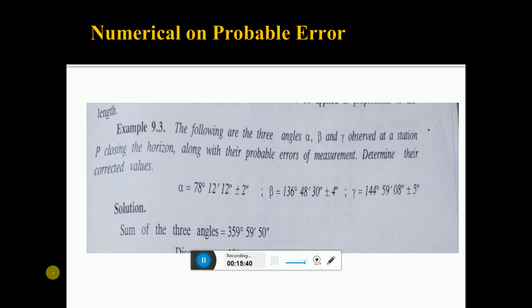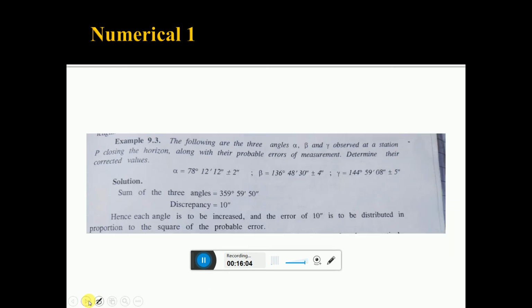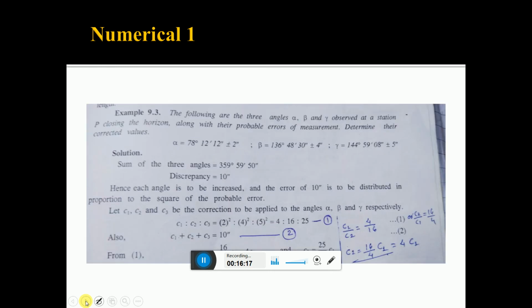If you compare this sum with the theoretical sum, which is 360 degrees, the actual sum is 359, 59, 50. That is, the error or the discrepancy in the observed angles is 10 seconds. So each angle is to be increased, and the error of 10 seconds is to be distributed in proportion to the square of the probable error.